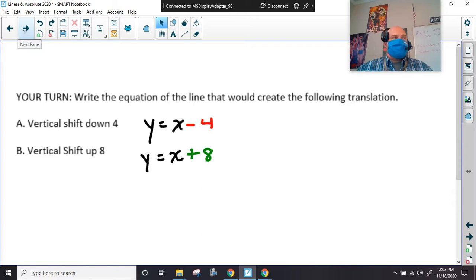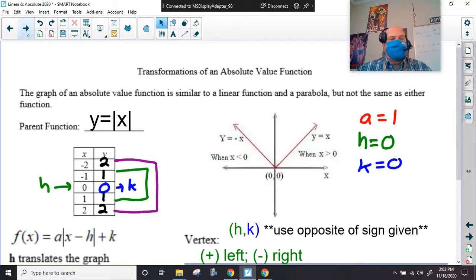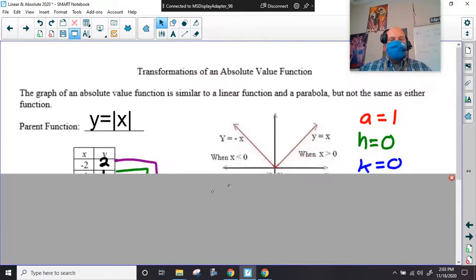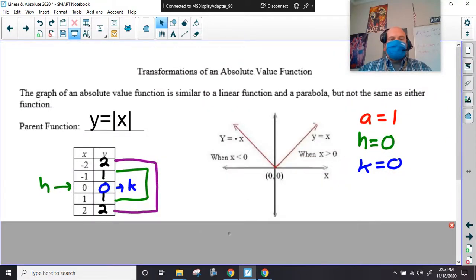All right. I want to do this right here because it's going to take y'all a little bit of time to write it down. Absolute value. Remember, it looks like a V. V for value.